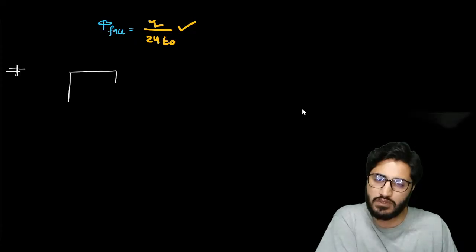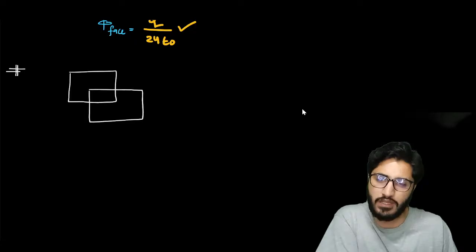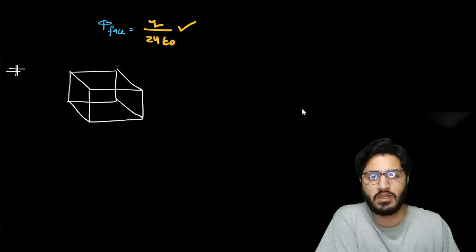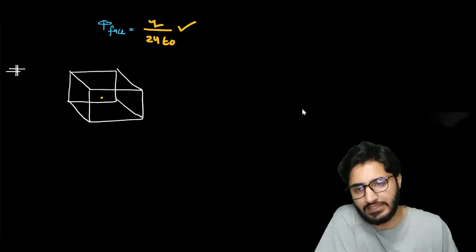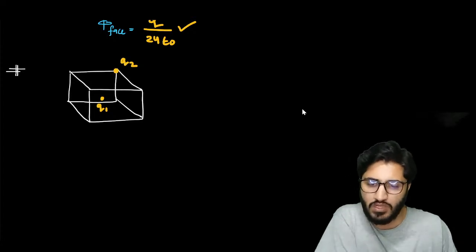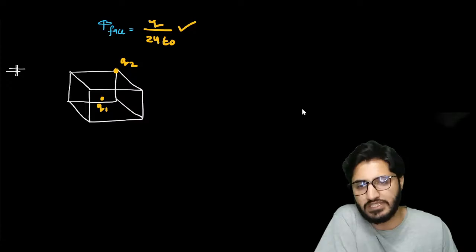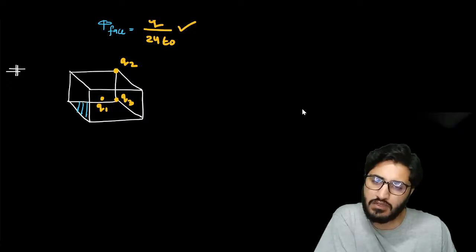Look now. This is my Gaussian surface. That is my cube. So we have 3 charged particles. One is inside. This is Q1. One is here, Q2. One particle, let's suppose, is here, Q3. Okay. And this is my shaded one.